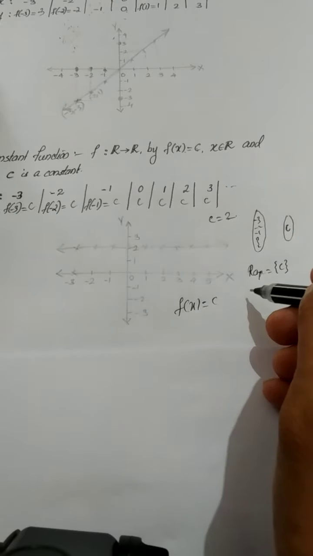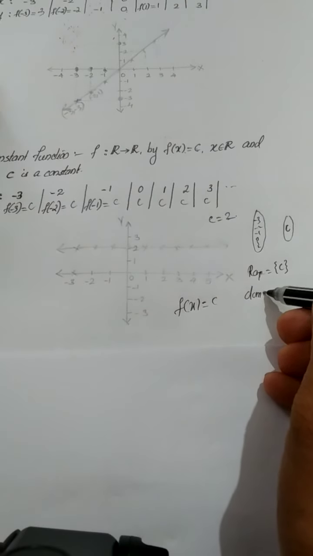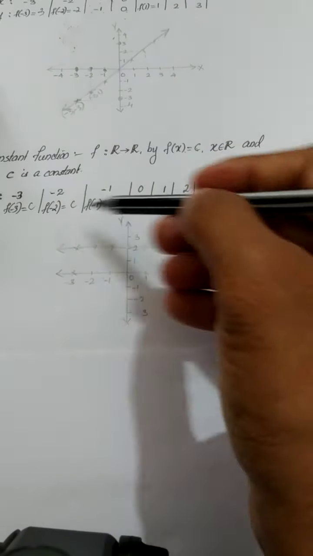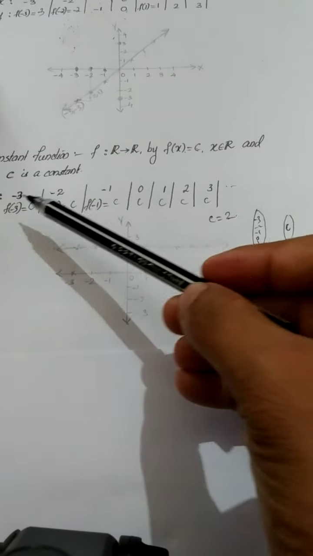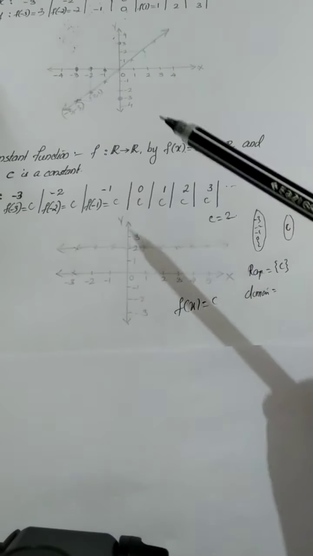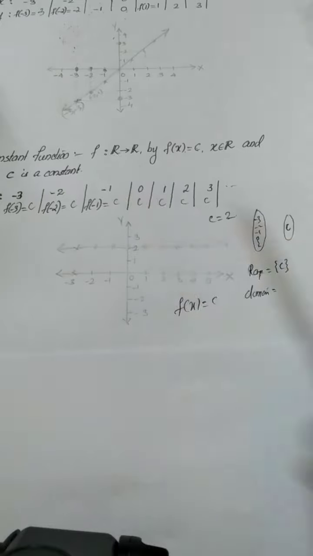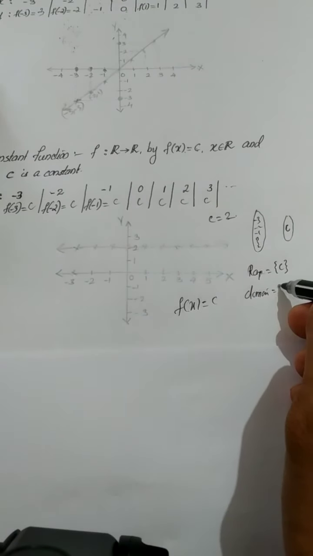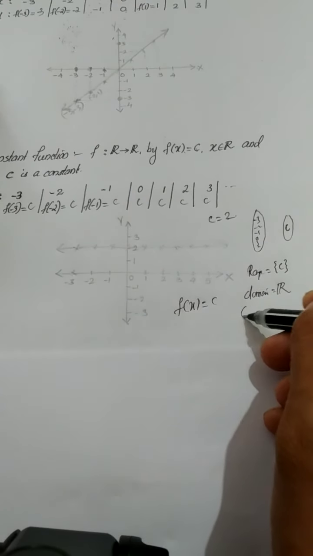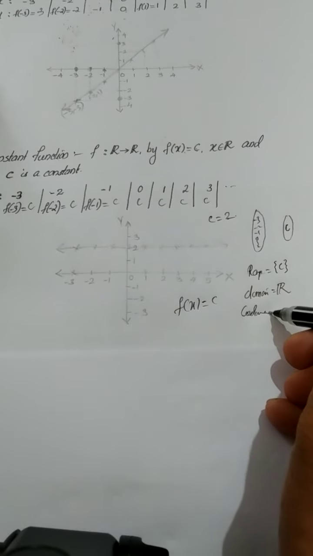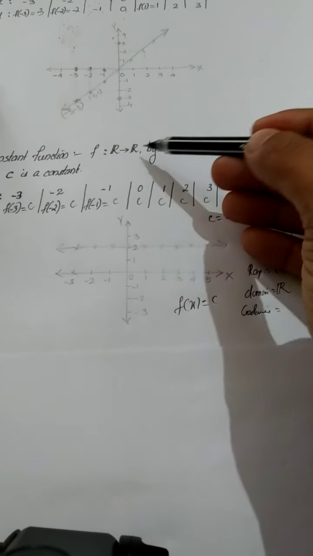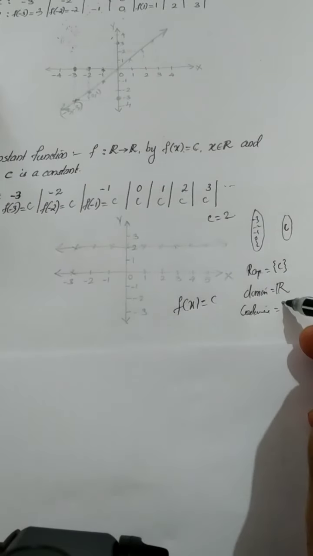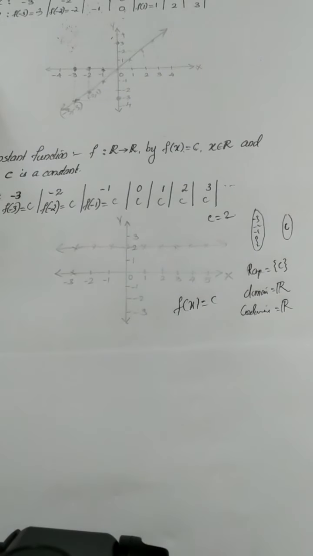What's the domain? Domain is the set of all first numbers. Actually, what is the first element? It is not minus 3. So the first elements start from the real numbers. So the domain of this function is the set of all real numbers. What is the codomain? Codomain is the ending set. It's also the real numbers. Okay.